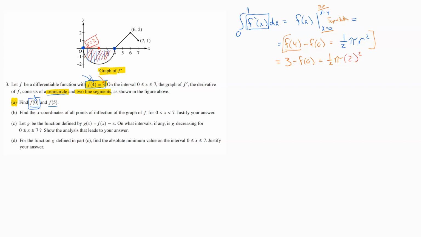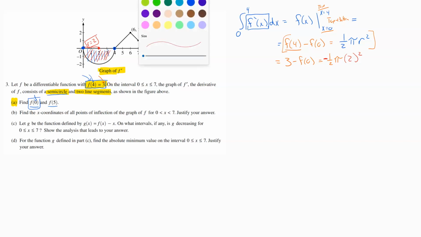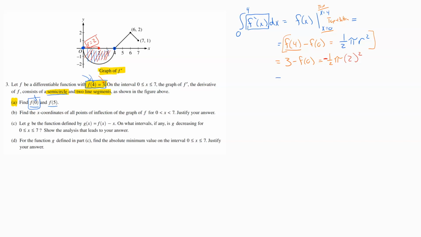So this area is going to be negative when all is said and done. That's our formula, but we're going to make it negative because it's below the x-axis. Remember, area above the x-axis is considered positive area. Area below the x-axis is considered negative area. So then we'll keep solving this thing out.